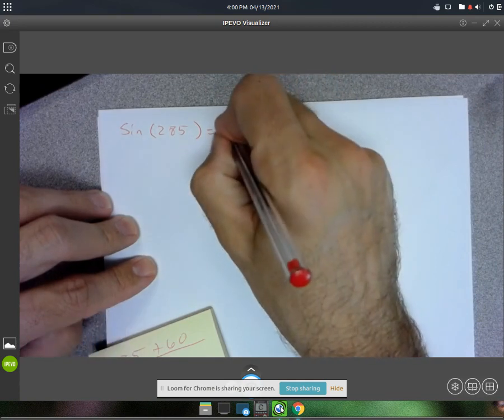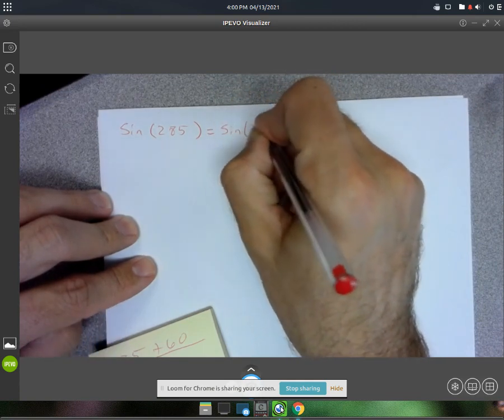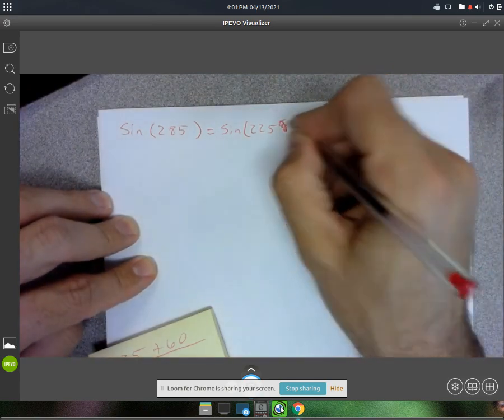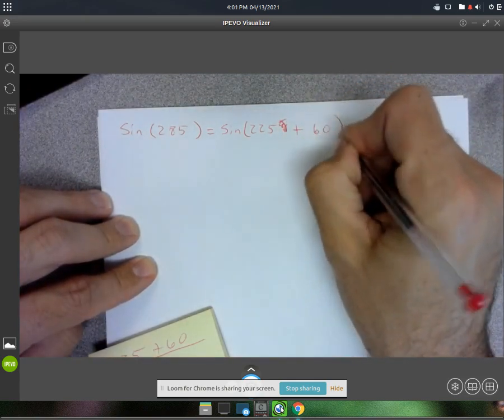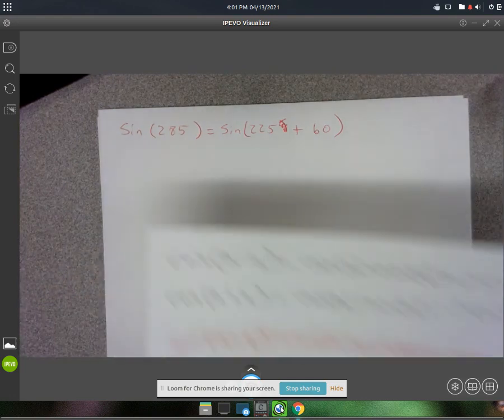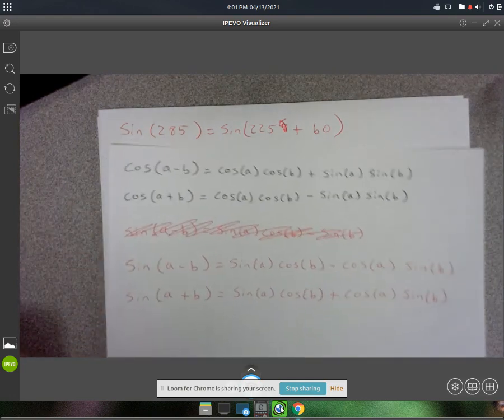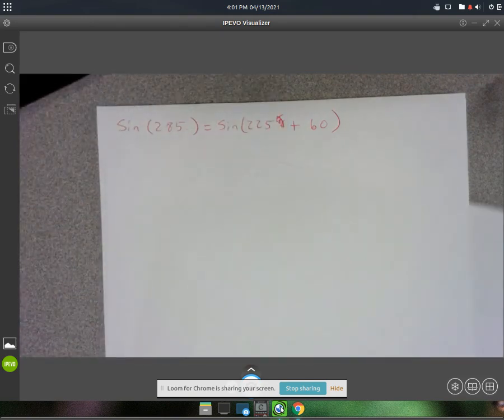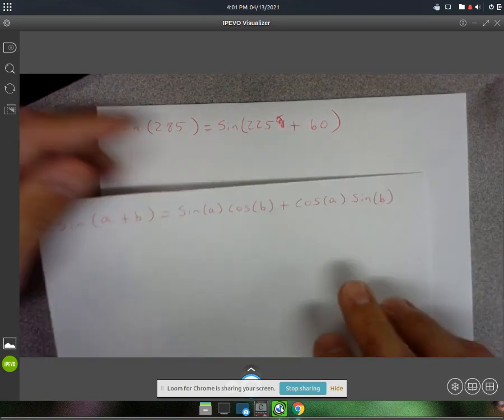So this is equal to the sine of 225 plus 60. All right. Oh, man, can't see it. I wonder how I can orient this. I'll just fold it. Can't believe I'm folding this thing.